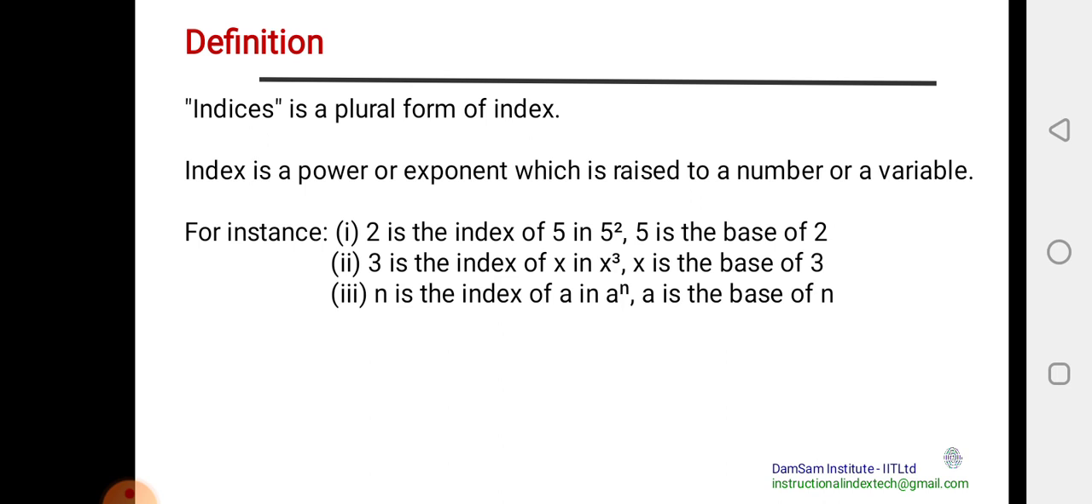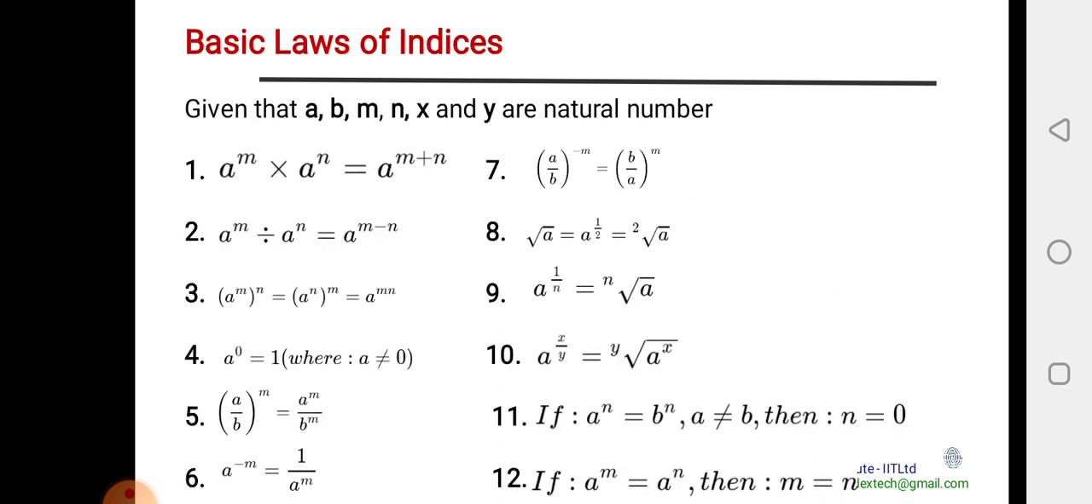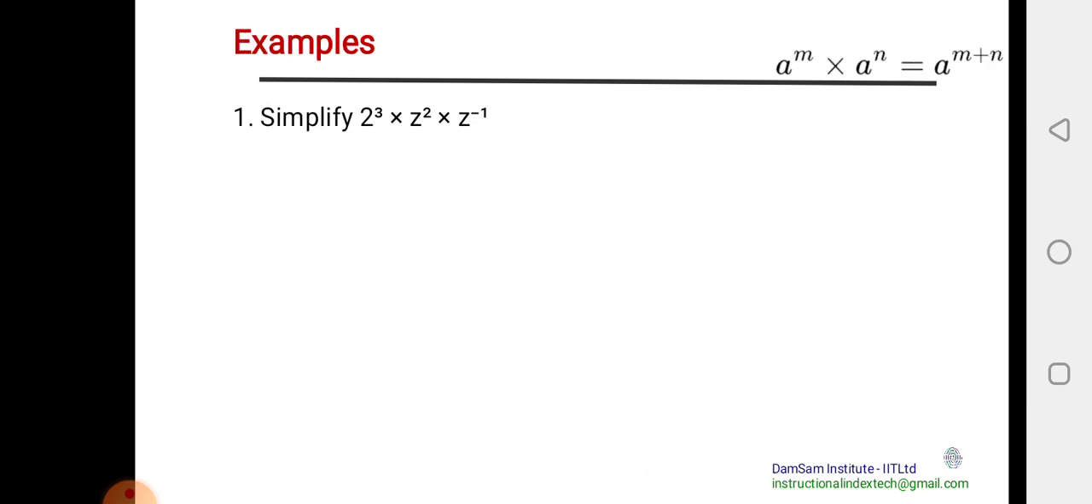So also 3 is the index of x in x raised to power 3, and x is the base of 3. So n is the index of a in a raised to power n. A is the base of n. So that is what indices means. So we have all these laws of indices when a, b, m, n, x, and y are natural numbers. So we have all these things hold. Number one, number two. We'll be looking at them one after the other with examples.